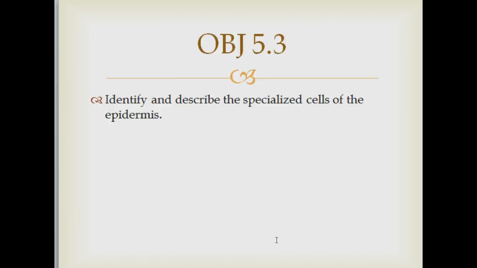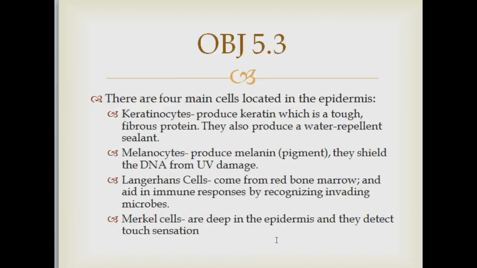So let's look at those specialized cells. The keratinocytes produce keratin. It's a very tough fibrous protein. So if we think about chapter 4, and we were talking about how fiber is very tough, it looks pretty much like rope. It's very impact resistant. It also produces a water repellent sealant. Very good. It's found in hair and nails, and about 90% of all cells in the epidermis are keratinocytes.